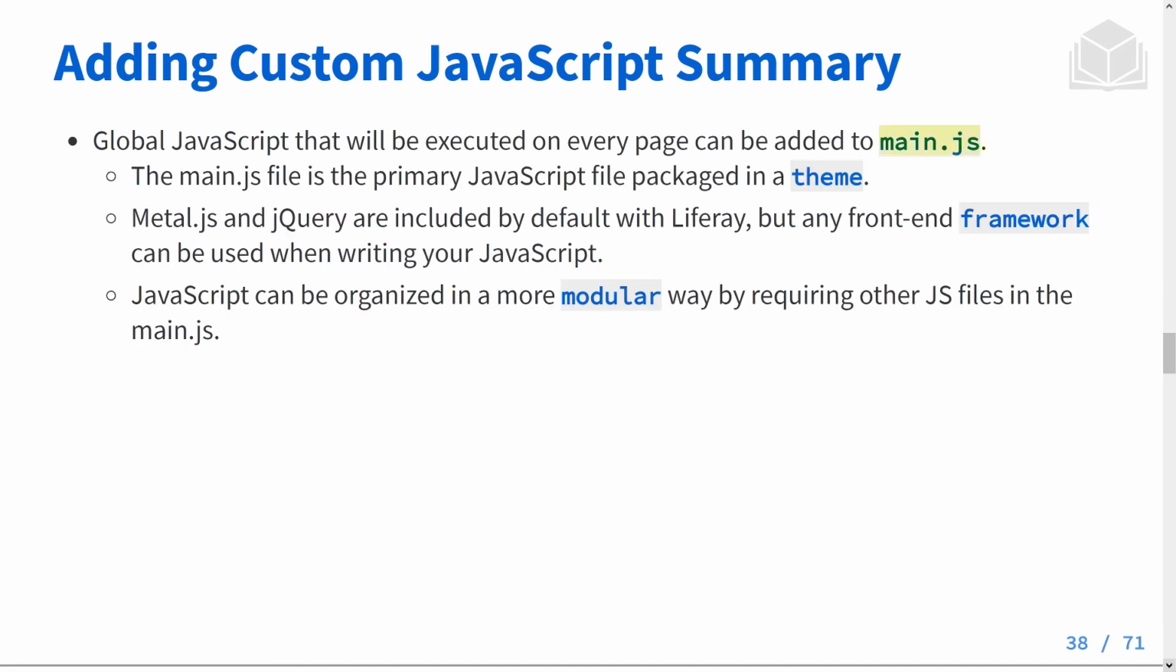Global JavaScript that will be executed on every page can be added to main.js. The main.js file is the primary JavaScript file packaged in a theme. Metal.js and jQuery are included by default within Liferay, but any front-end framework can be used when writing your JavaScript. JavaScript can be organized in a more modular way by requiring other JS files in the main.js.